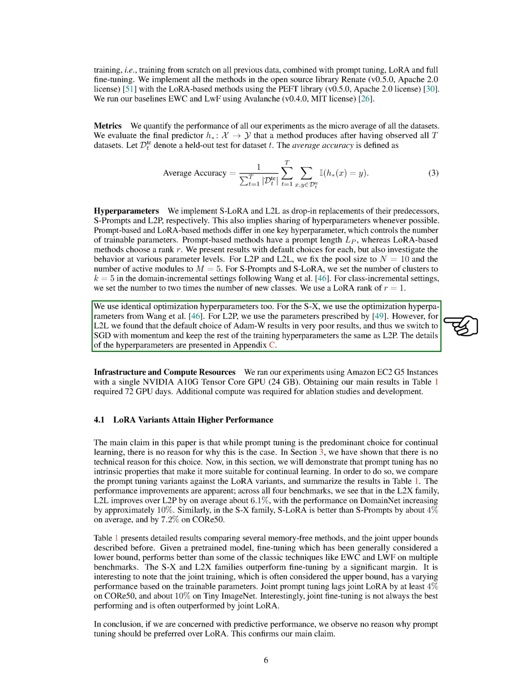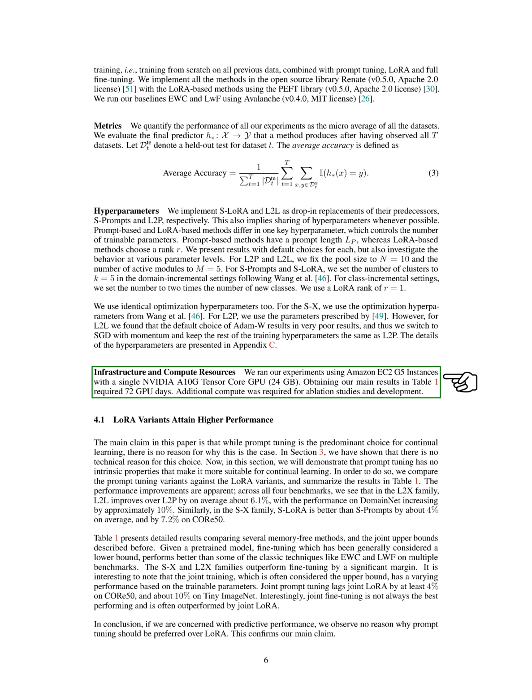Section: Infrastructure and Compute Resources. In this section, we conducted our experiments on Amazon EC2 G5 instances with a single NVIDIA A10G Tensor Core GPU. It took us 72 GPU days to obtain our main results. We needed additional compute resources for ablation studies and development.